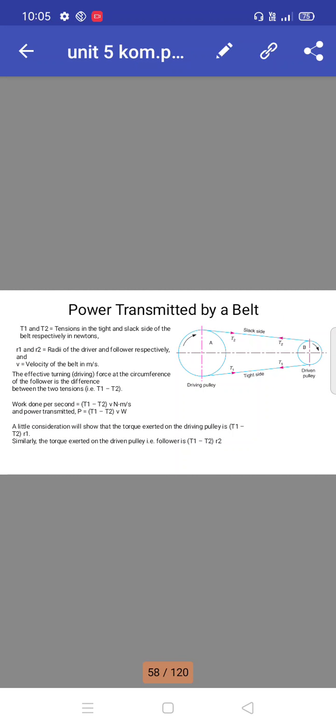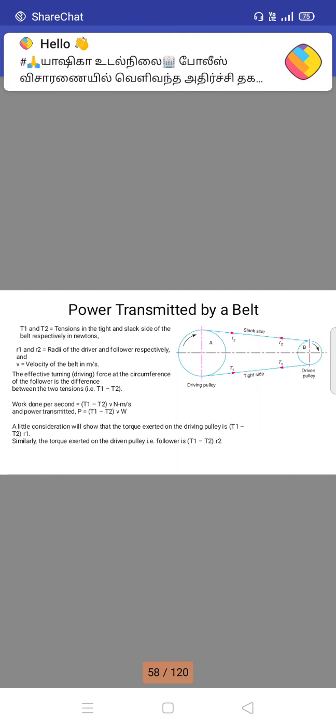Power transmitted by a belt. T1 and T2 are the tensions in tight side and slack side of the belt respectively, in newtons. r1 and r2 are the radii of the driver and follower respectively, and v is the velocity of the belt in meter per second. The effective turning, that is driving force at the circumference of the follower, is the difference between the two tensions, T1 minus T2. Work done per second is equal to (T1 minus T2) into v, in newton meter per second.